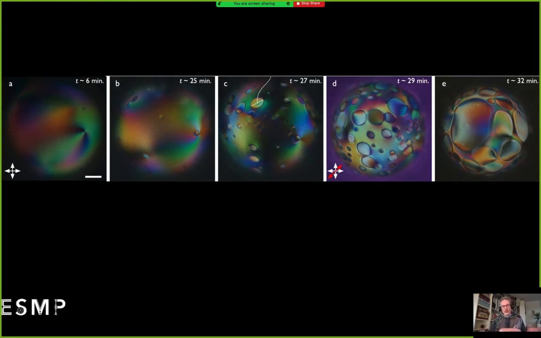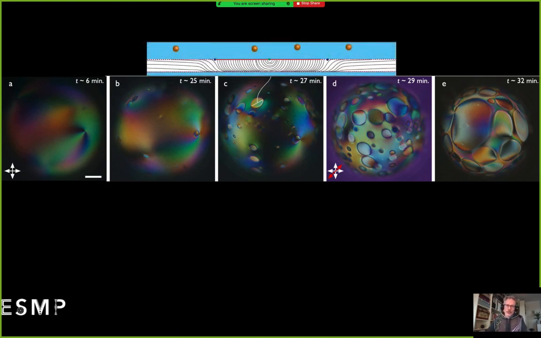So instead of this continuous motion of the defect, of the director field, we get these coexisting domains of very different configurations, giving rise to a quite spectacular disco ball of beautiful textures. And we were really curious about what's going on and why this is happening.